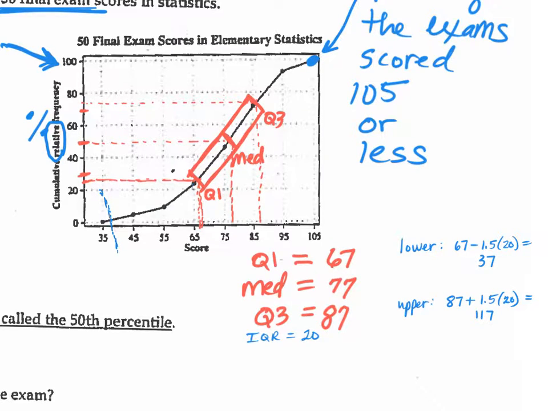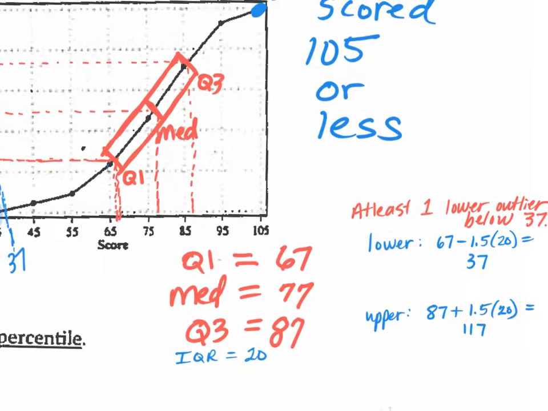There is a lower fence of 37. What do you have to say about that? There is something below that lower fence. So therefore, I can say I what? Good. I have at least one lower outlier below 37. Okay, I have at least one lower outlier below 37.